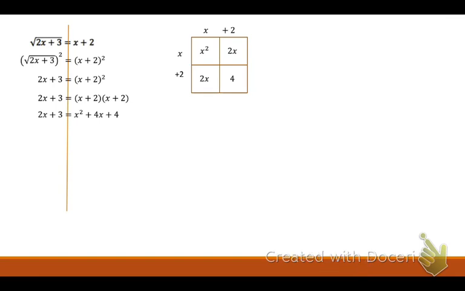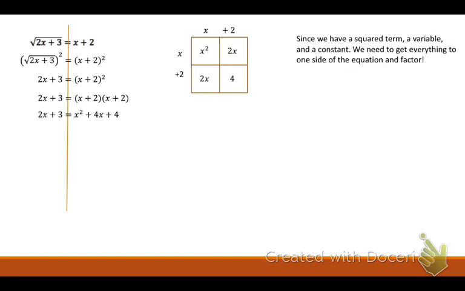Now, I have x squared, I have 4x, and I have 4. And I also have the 2x plus 3 on the left side. When you have a squared term, you have your x term, and you just have a constant. We need to move everything to one side and factor it. So I'm going to subtract the 2x, and I'm going to subtract the 3 over. So I end up with 0 equals x squared plus 2x plus 1.